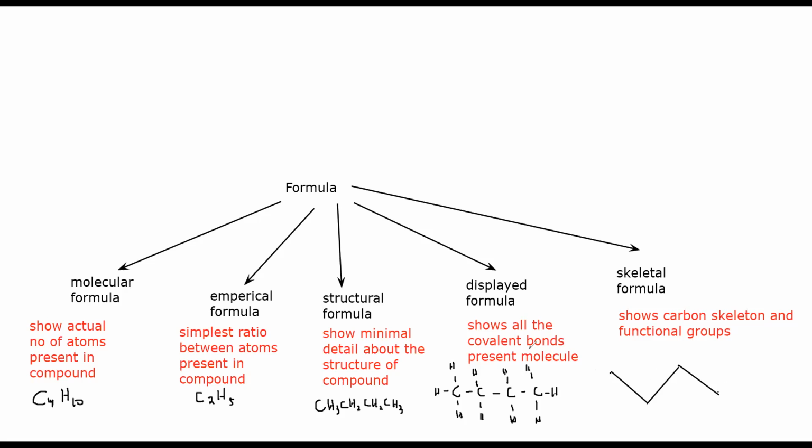Is it clear? The 5 formulas: the molecular formula, which shows the actual number of atoms present in a compound; the empirical formula, which represents the simplest ratio; the structural formula, which shows the minimal detail of the compound; the displayed formula, which shows all the bonds present in the compound; and skeletal formula, which only represents the carbon skeleton and the functional group.